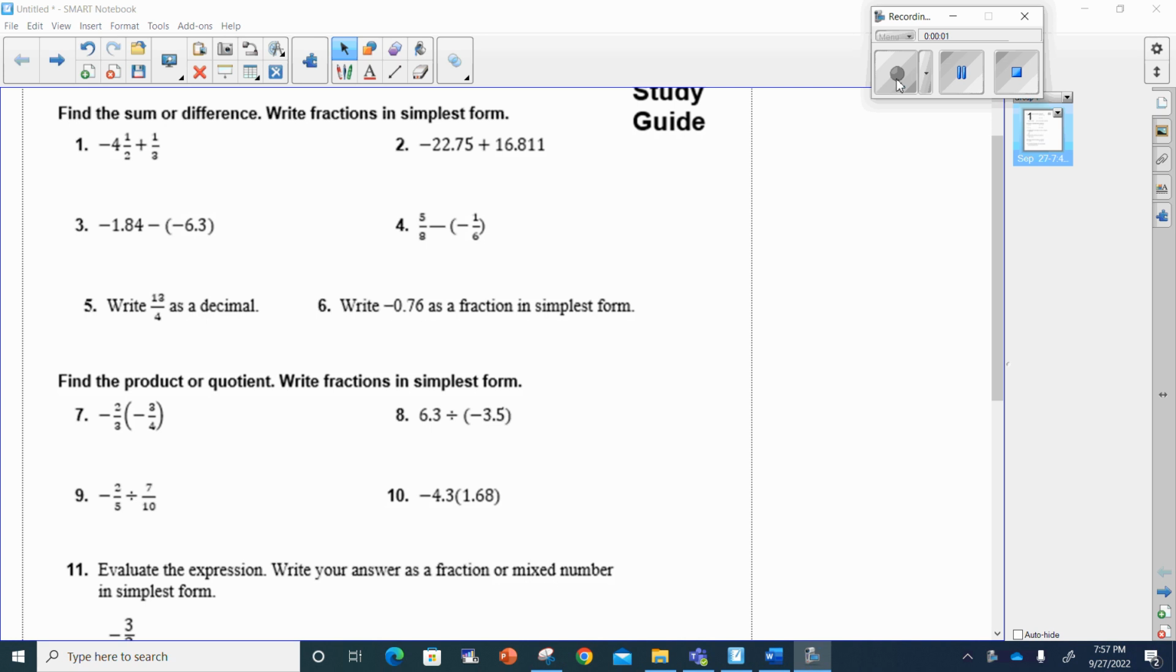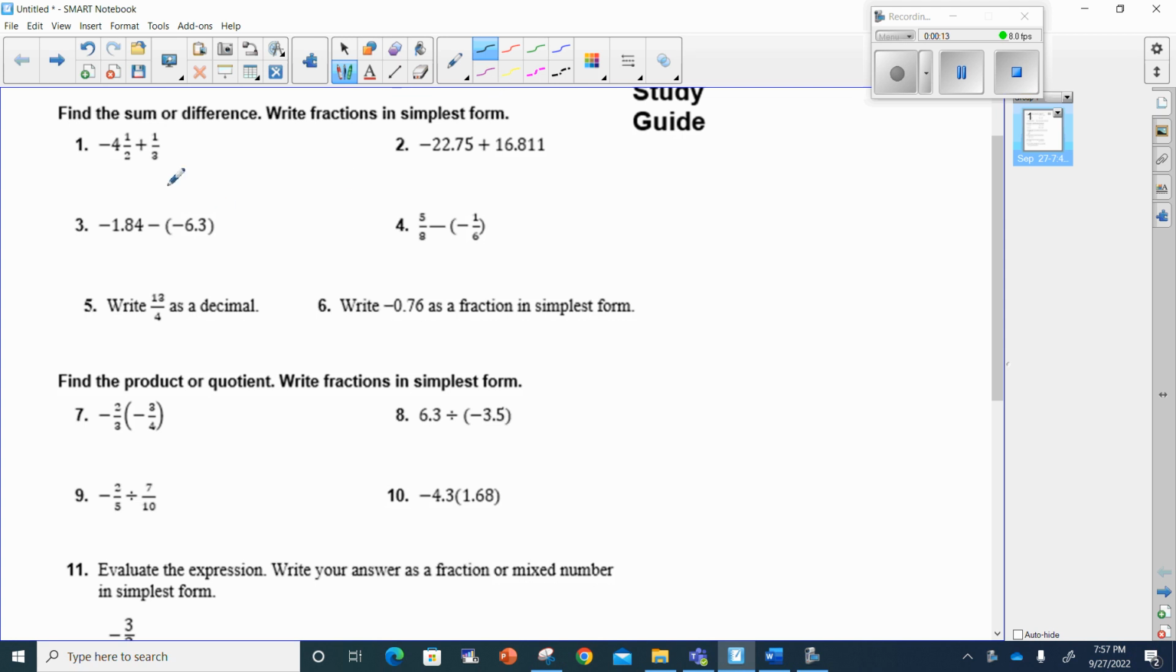Seventh graders, we're going to be reviewing for our chapter test. I'm going to take you through the study guide. Number one says, find the sum or difference, write fractions in simplest form. So I'm going to find the sum or difference. My signs are different, which means I'll find the difference.